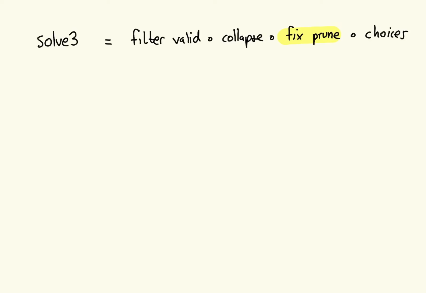Okay, so the idea of computing a fixed point of the pruning function is we're going to keep on pruning out single choices from any row, column or box until that isn't possible anymore. And then we'll call collapse, and then we'll call filter valid. And what we found last day is that this simple solve3 function can solve easy grids immediately. In fact, you could actually characterize easy grids as ones that can be solved using this particular function.